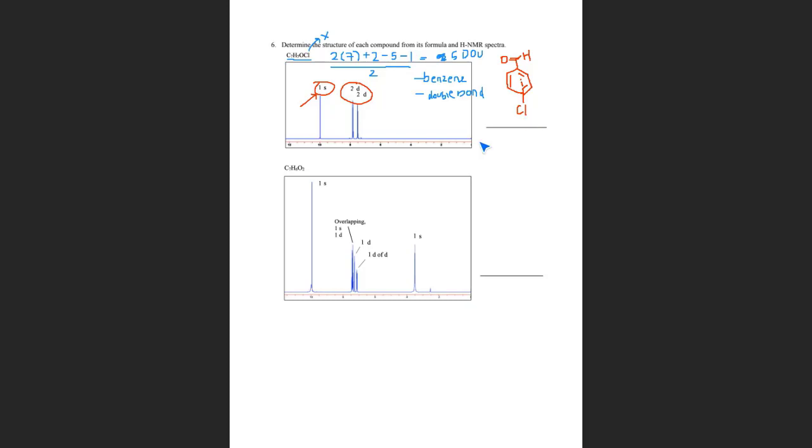Okay. Yeah. And a fun exercise is always to just go back and check what hydrogens are where. So always do that.